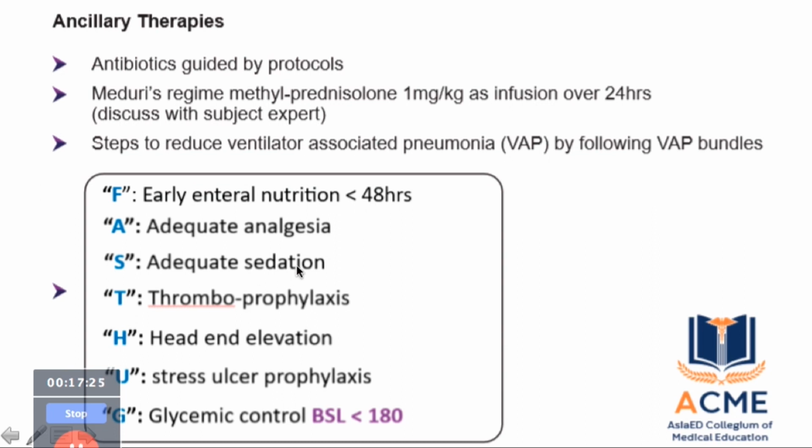And all this fast track applies to all these critically unwell patients. So even if they are intubated, ventilated and prone, don't keep them NPO. We continue feeding even in prone patients, and they need to be optimally sedated. Don't keep them awake, and if needs be relaxed. And all these patients have to be on thromboprophylaxis, and when they are not prone, they have to be in a head end elevation, and please maintain blood glucose level less than 180.